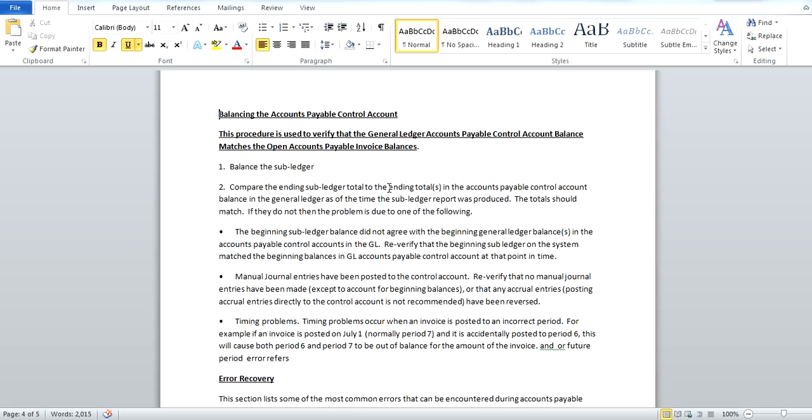You have to make sure before you start any reconciliation that maybe you rerun your trial balance or your balance sheet so that you're using the most accurate numbers. That's really, really important. So that's this point here of re-verifying the beginning subledger, just to make sure that you've caught it at the right point in time. The next note says manual entries might have been posted, so re-verify that this has or hasn't happened. Again, timing problems. This is definitely one of the more common errors as well: people entering to the wrong period.